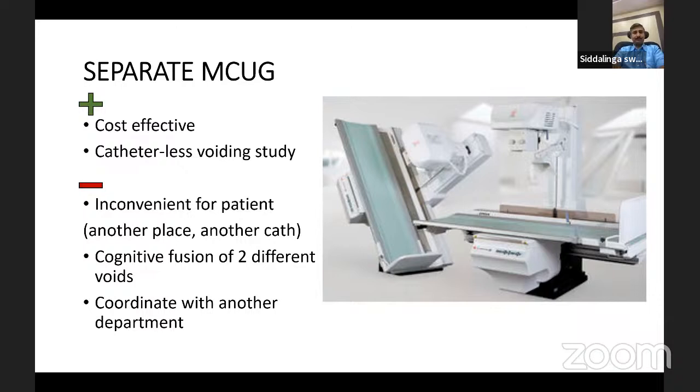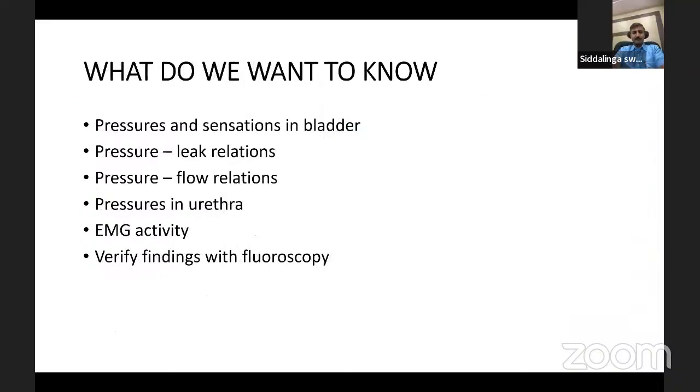Although it is inconvenient for the patient because you are doing two times studies, you will have to do cognitive fusion of two different voiding cycles, and you have to coordinate with another department. But I still feel that it is good enough. And as Dr. Paul Abrams also mentioned way back in 2006 in his urodynamics book, it is a very acceptable method of radiological correlation.